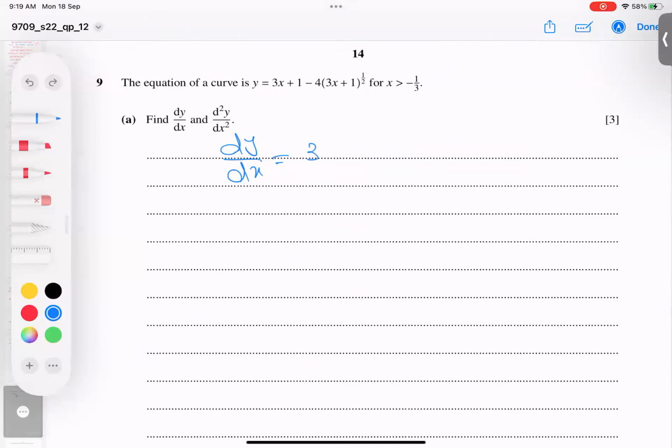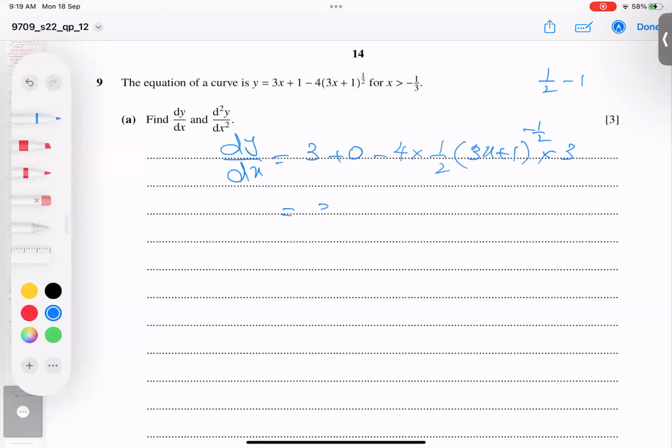3x becomes 3. 1 is a constant, becomes 0. And what about this, students? According to the power rule, the power comes down and multiplies with the 4. So it means half. And from the power, 1 less: half minus one becomes what? Negative half. The base remains the same, and multiply by the base differentiation coming here. 1 becomes 0 and 3x becomes 3. So 3 plus 0 becomes 3.